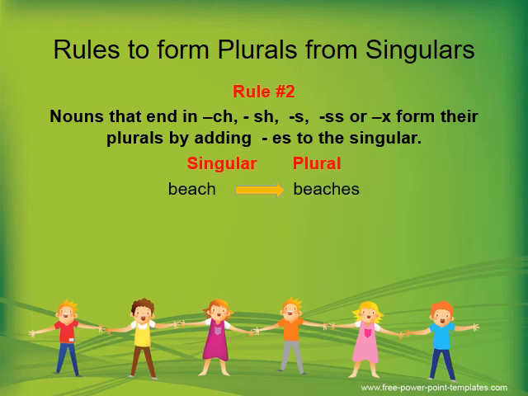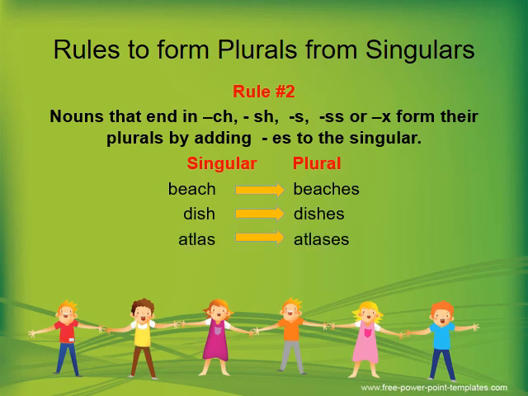Beach. Beach is a singular noun and it ends in ch. So how do we form the plural form of this singular noun beach? By adding es according to rule number 2. So the plural form of beach is beaches. Next one, dish. Dish is a singular noun that ends in sh. So, according to rule number 2, we will add es to the singular noun dish to form its plural, that is dishes.